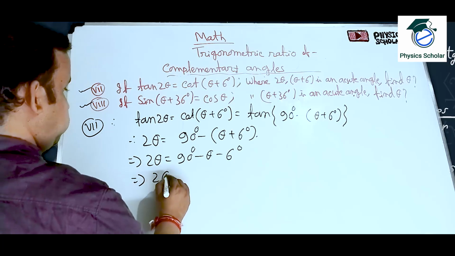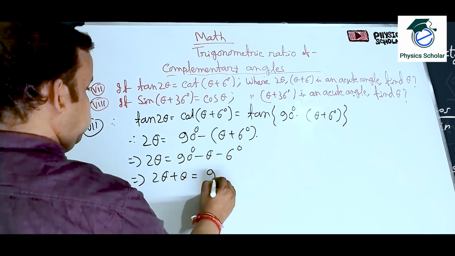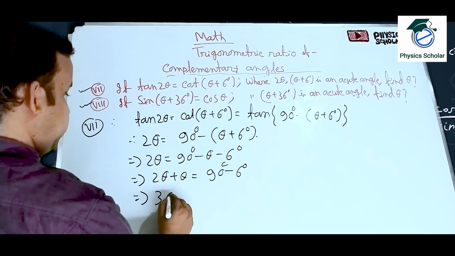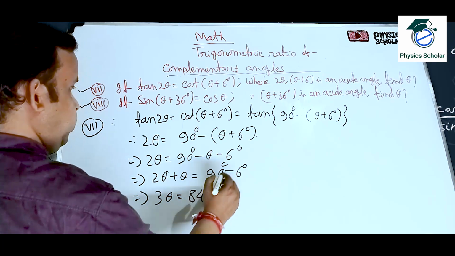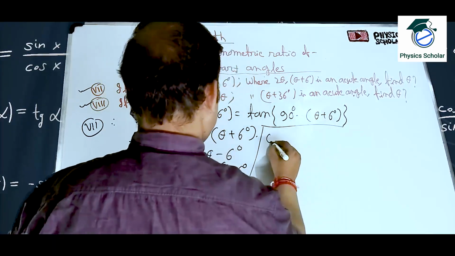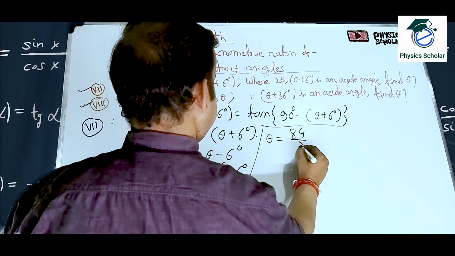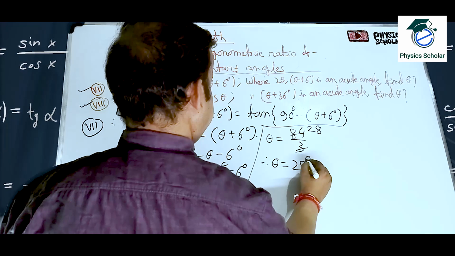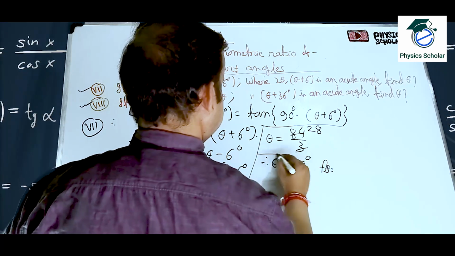So what you can write? 2 theta plus theta is equal to 90 degrees minus 6 degrees. Okay. So that means 3 theta is equal to 84 degrees. Okay. So theta is equal to 84 by 3. That means theta is equal to 28 degrees. So students, this will be your answer.